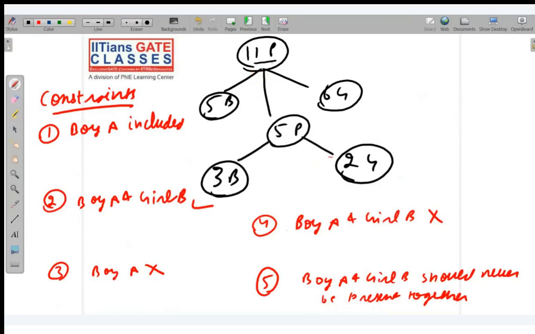So, here was the problem. We have 11 persons. From 11 persons, we want to select 5 persons. Among the 11 persons, we have 5 boys and 6 girls. From the 5 persons, we will select 3 boys and 2 girls. The constraint is that boy A is always included. So when we say boy A is always included, what should be the answer?